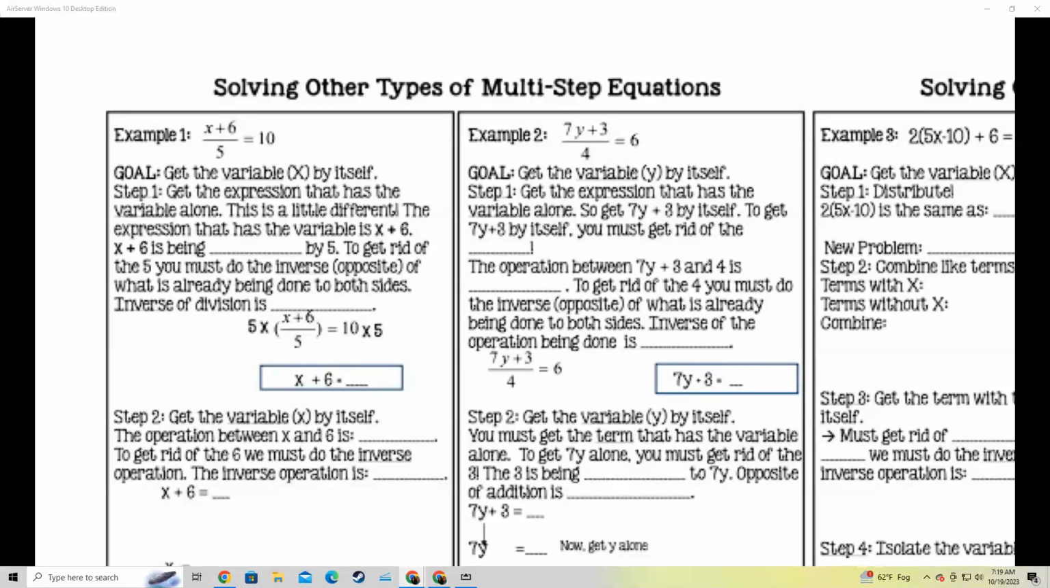So let's go over multi-step equations. Remember, we already did one step and two step. This is going to be a little bit more involved. There's going to be a lot of steps, and it's still going to have a lot of the same principles. We just have to do some pre-steps first, okay? So let's take a look at example number one.